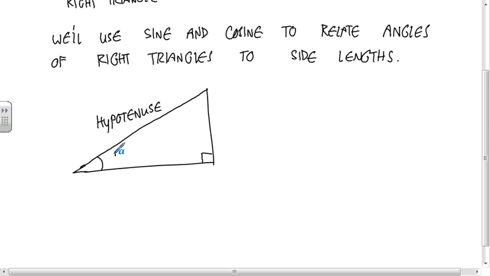We're going to call this angle theta, the Greek letter theta. The side that does not make up any part of that angle theta is called the opposite side. And the only side that's left, the one that makes up this angle theta along with the hypotenuse, since two sides have to make up that angle, is called the adjacent side.